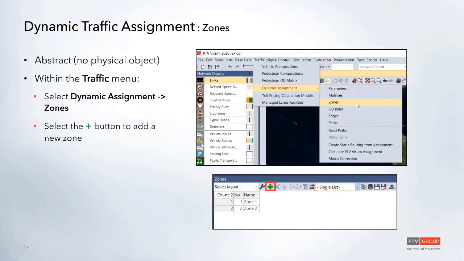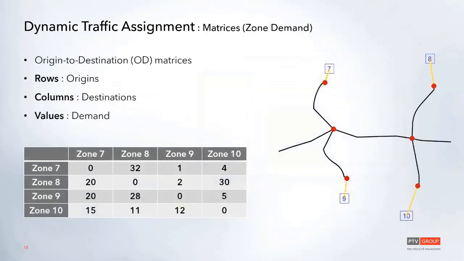So the zones themselves are not a physical object, so you won't see these over in the Network Objects toolbar. But really, it's just more of a list that gets contained within Vissim. So to add these zones, you'll go to the Traffic tab, and then select dynamic assignment, and then go down to zones. And this will open up the zone list where you can add new zones and you can change the number and the name. And then again, you can also add these directly within the parking lot object itself, if that's a better workflow to use.